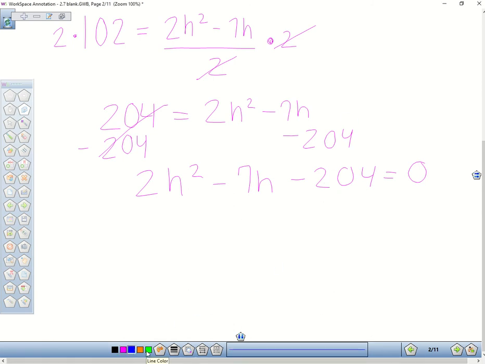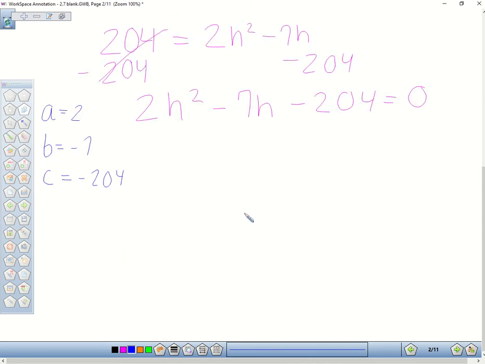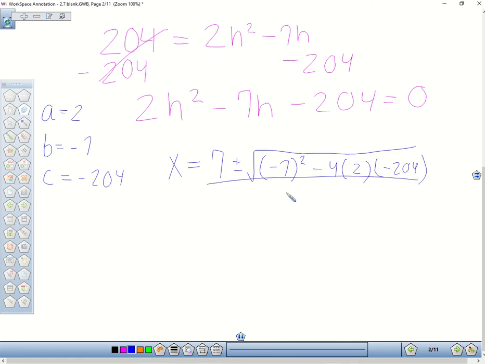So in order to use quadratic formula, we have to be in standard form, which we are, and we have to know a, b, and c. So what is a here? And b? Good. And c? Good. So now from here we can use quadratic formula. So that's x equals, now if b is already negative, it becomes positive, so positive 7 plus or minus the square root of negative 7 squared minus 4 times a times c, all over 2 times a.